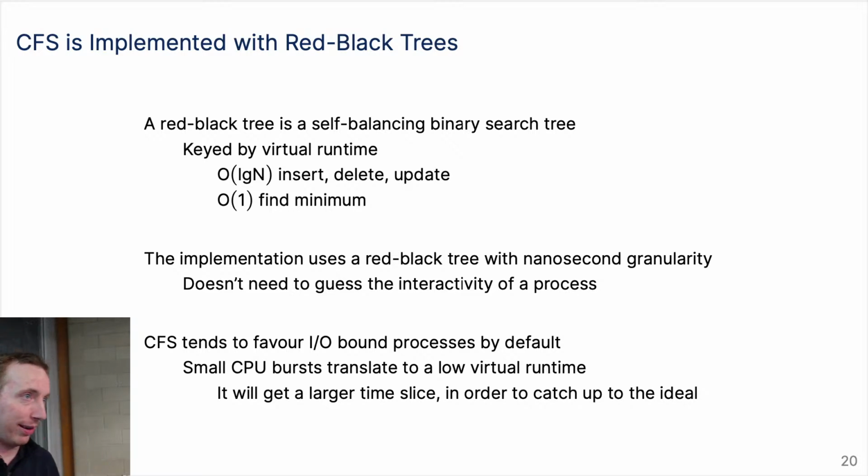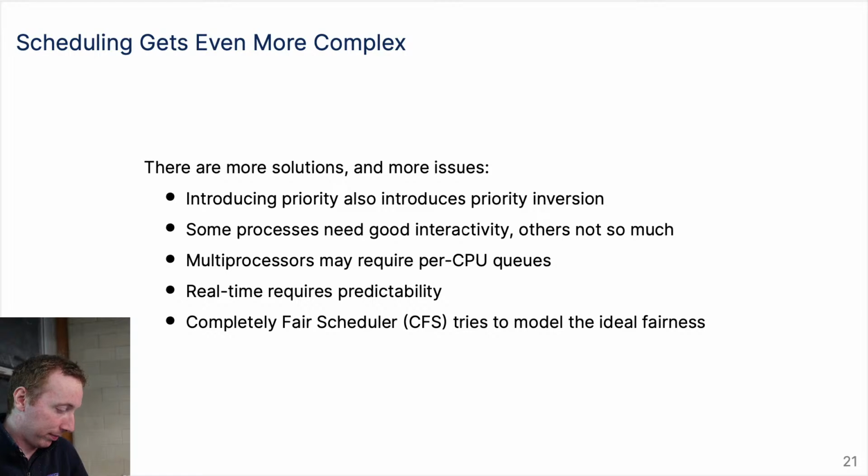Cool, so good timing with red-black trees. So now scheduling gets even more complex. We got more solutions and more issues. So we introduced priority, and that was good and bad because it also introduced priority inversion, which is not a good thing, and it's just a more complicated thing to deal with. Then we saw that some processes might need good interactivity, others you might only care about whenever they finish, and you might want to distinguish between them.